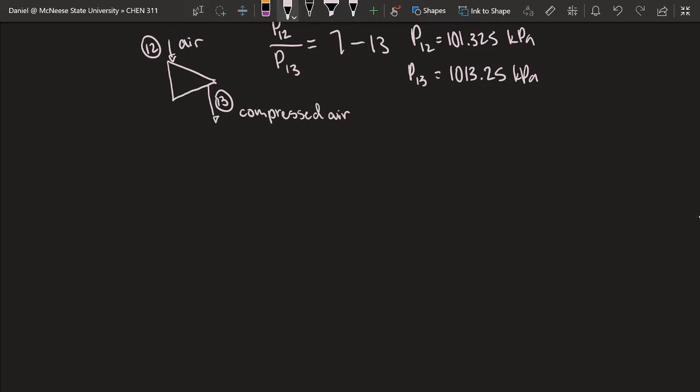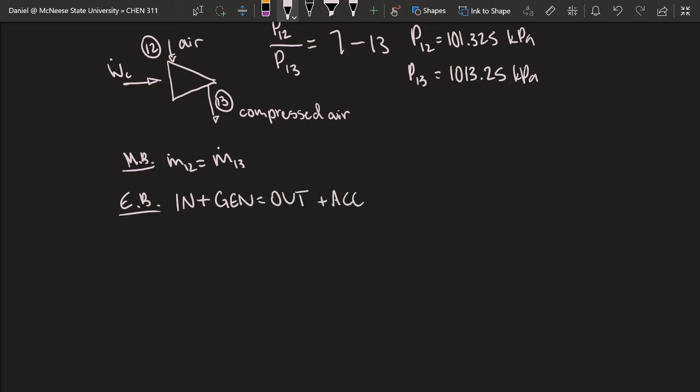All right. So again, mass balance: M12 equals M13. Energy balance. So this one requires work of the compressor. I'm always going to write this out, just like always.